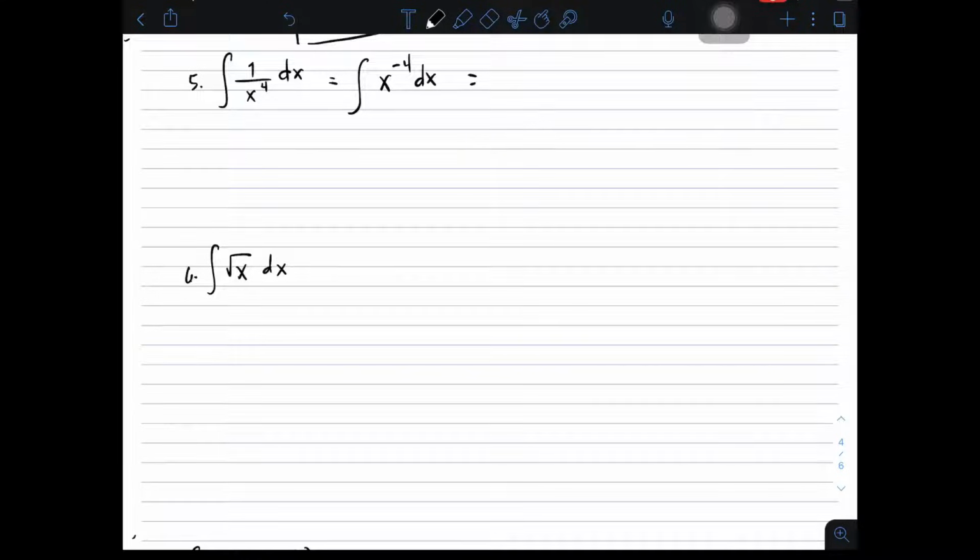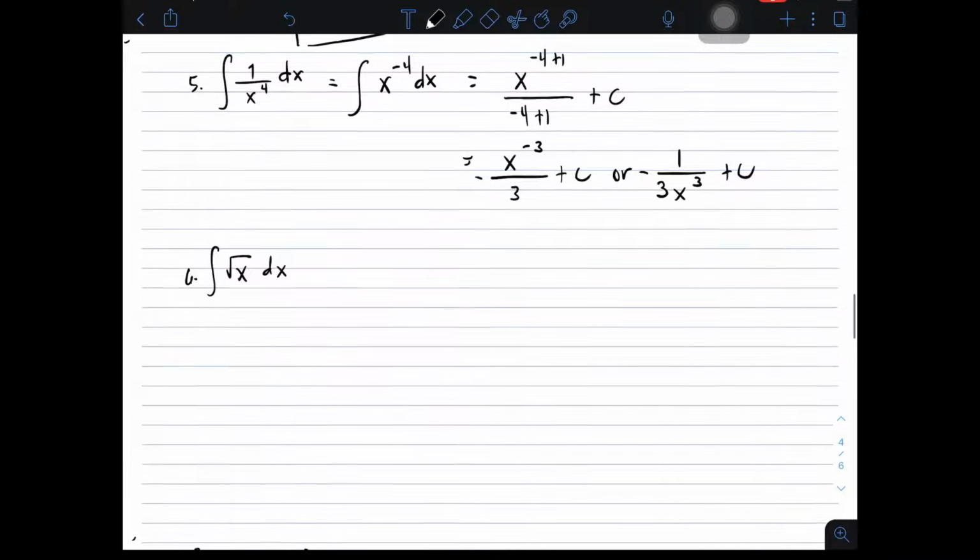And same rule, mag-add lang tayo ng 1. So we have here x raised to negative 4 plus 1 over negative 4 plus 1 plus c. And simplifying the exponent in your denominator, you can get x raised to negative 3 over negative 3 plus c. Sa iba, sagot na nila yan. Pero we can write your final answer as, ibaba natin yung ating numerator, magiging 1 over negative 3x cubed plus c. Either of the two, pwede yan natin maging final answer. So let's move on to item number 6.